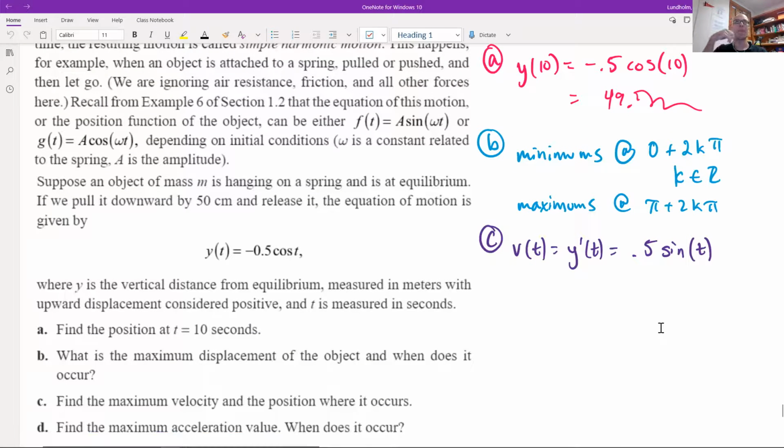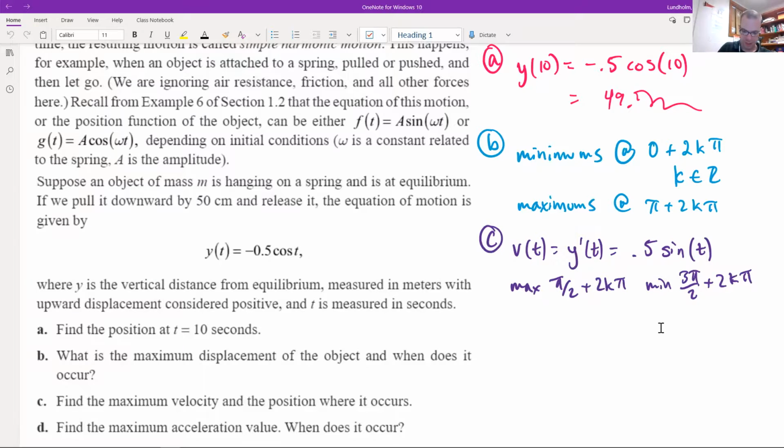Sine is going to reach a maximum at pi halves, and then again at 3 pi halves, that would just be in the opposite direction. So max at pi halves plus multiples of 2 pi, min at 3 pi halves plus multiples of 2 pi. Cool. And we're going to see this on a graph soon.